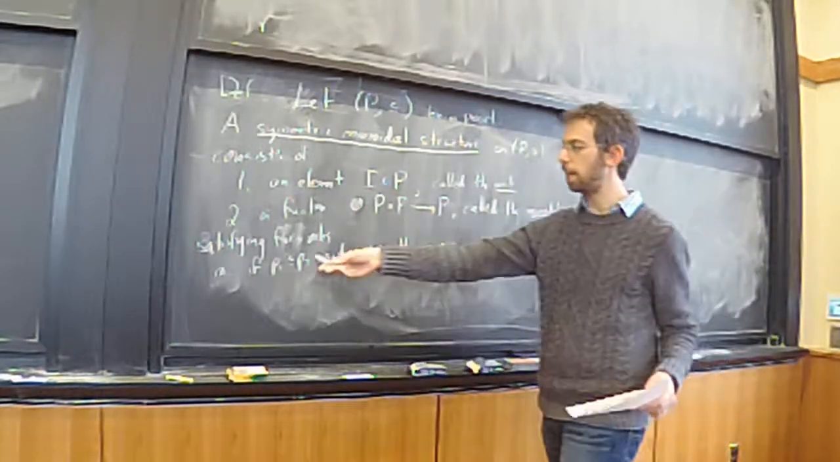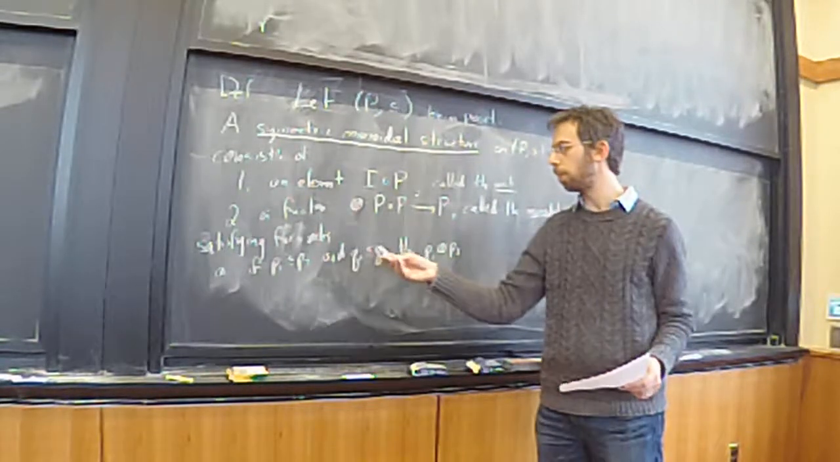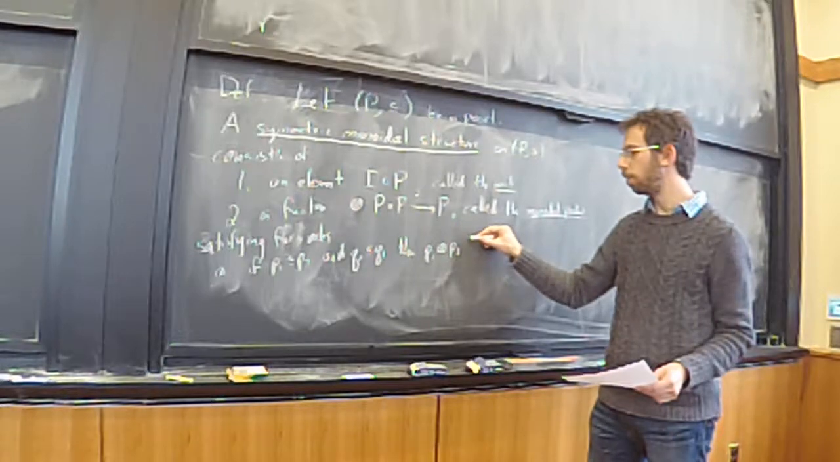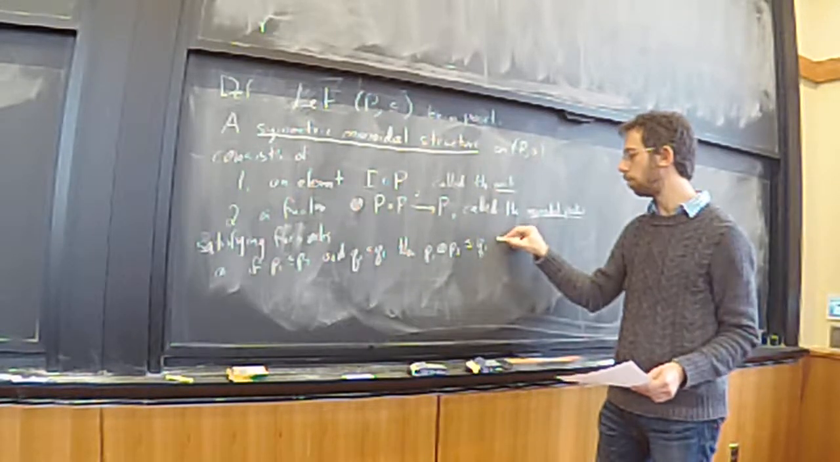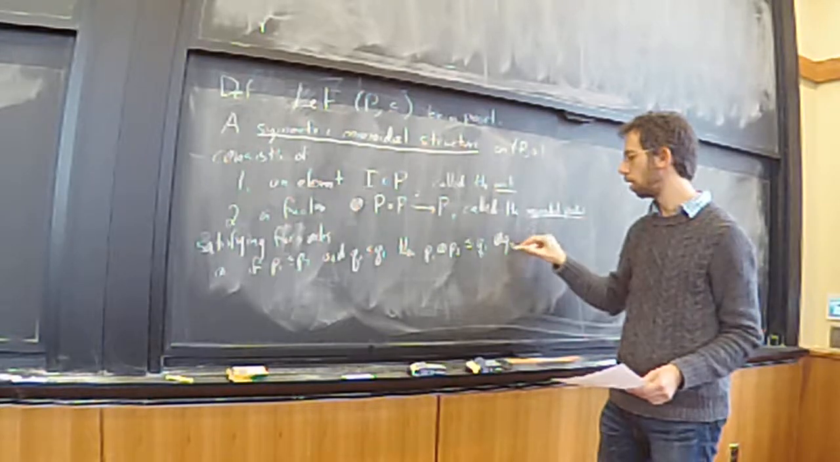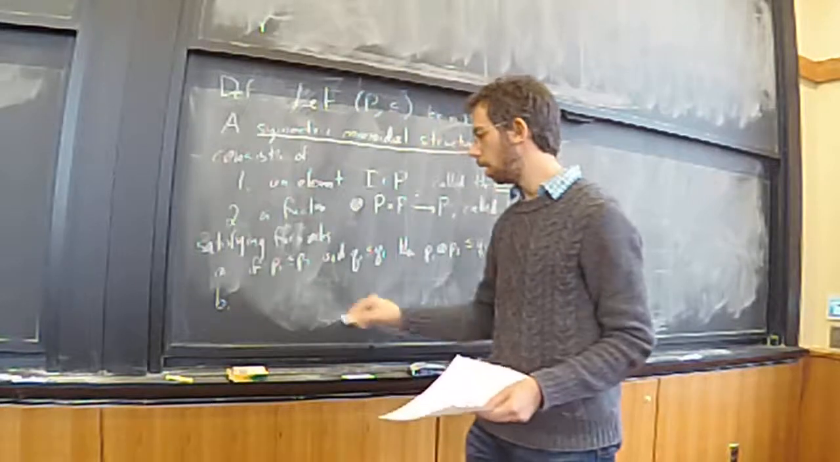So if from P1 you can get P2, and from Q1 you can get Q2, then the rule is that from P1 and Q1 together, you can get P2 and Q2 together. So that's rule 1, or rule A, I guess.